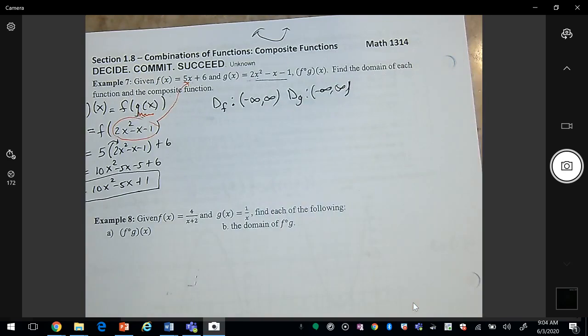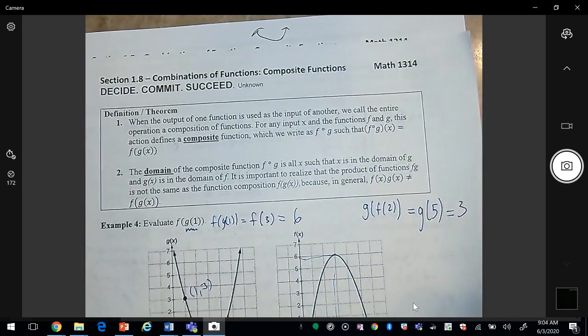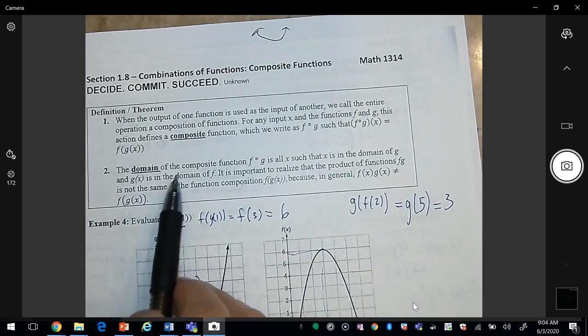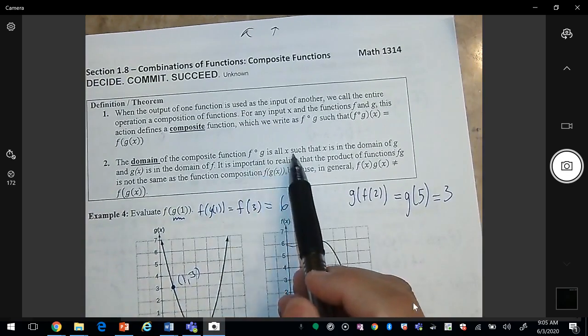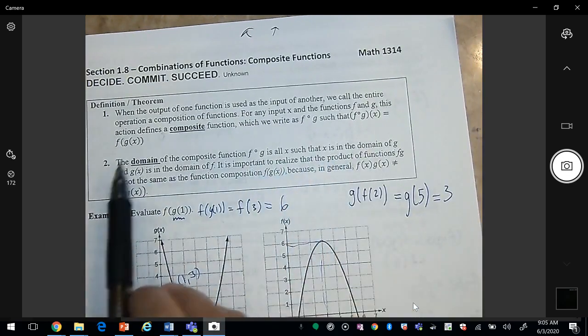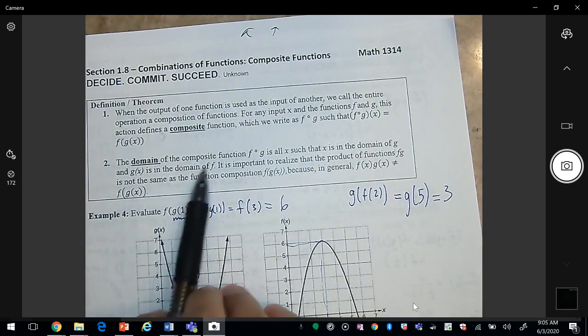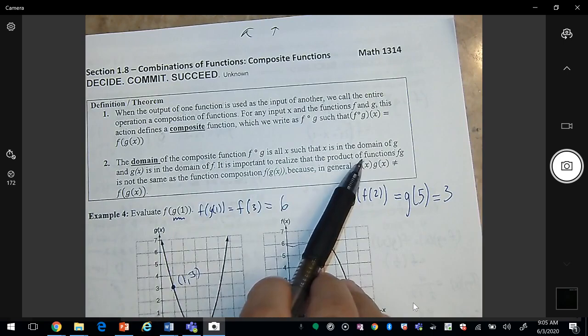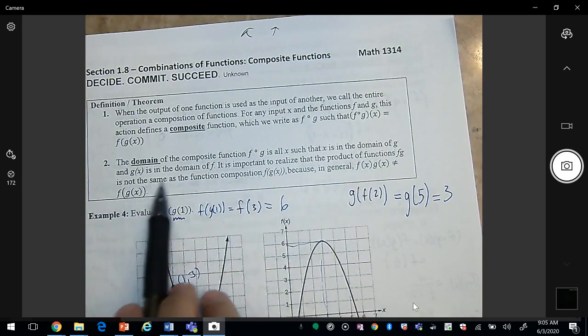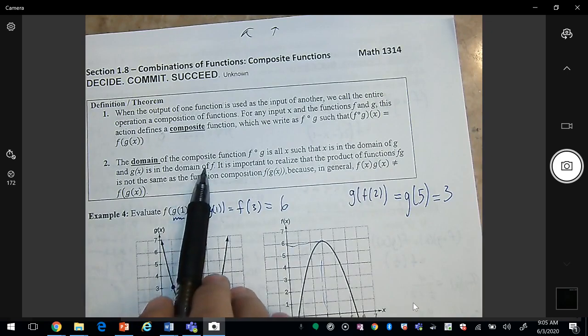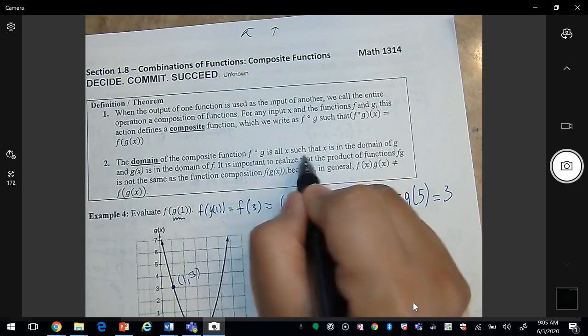And then it says to find the domain of the composition. So we look at the definition. The domain is x such that x is in the domain of g, and g of x is in the domain of f. It is important to realize that the composition f of g is not the same as g of f. Okay. So this is the important part.